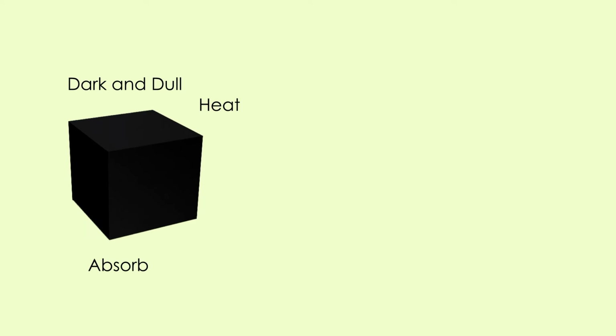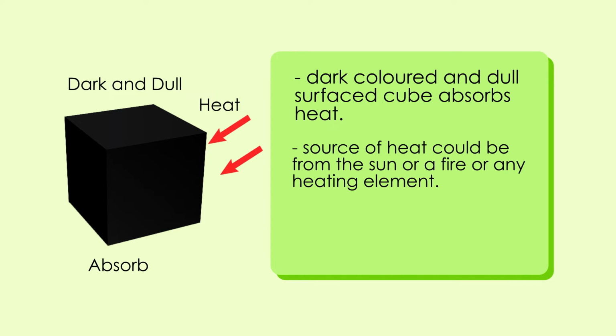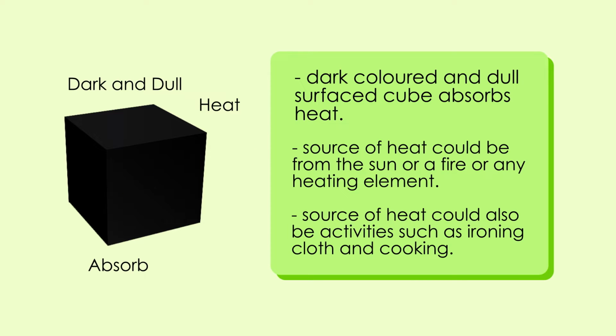Let's look at this diagram. The diagram shows how a dark-colored and dull surface cube absorbs heat. The source of heat could be from the sun, or a fire, or any heating element. The source of heat could also be activities such as ironing clothes and cooking.